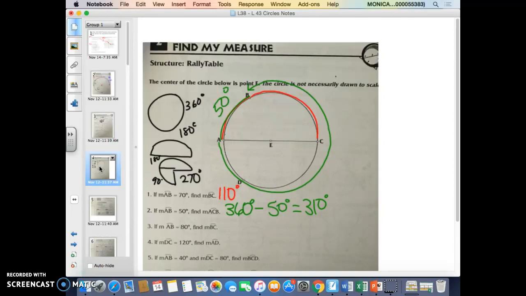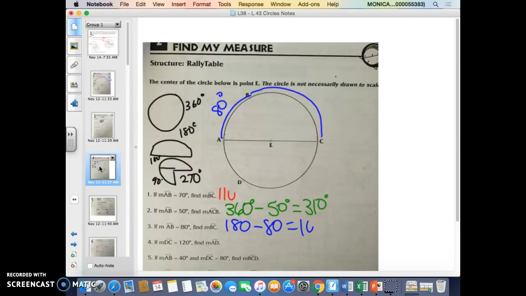Okay. And now if I'm looking at AB, once again, this time it's 80 degrees. And now I want to find the measure of B to C. Well, once again, I'm going to be looking at half of a circle. So my whole is 180 degrees minus 80 degrees, and I should get 100 degrees.